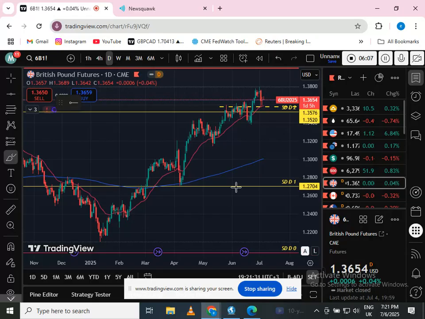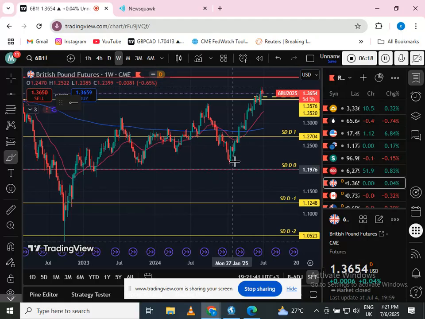This is what is happening to the GBP USD. There's also a lot of strength on the pound, a little strength of the pound on this daily time frame. Let's take a look at the weekly time frame. You see a lot of strength of the pound.